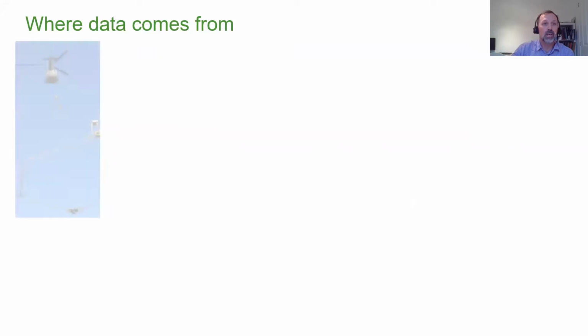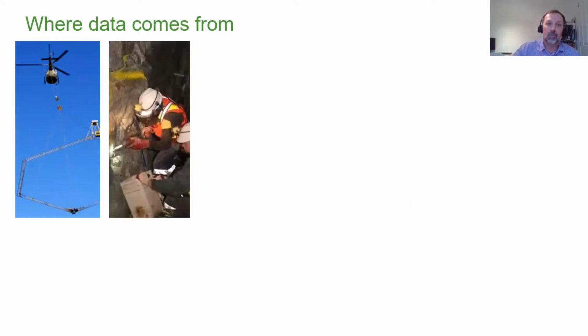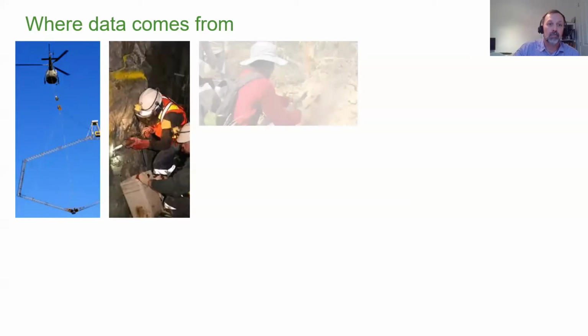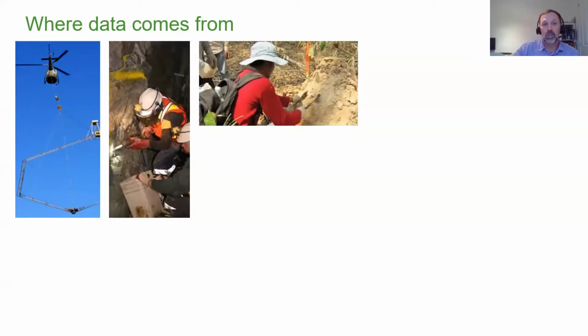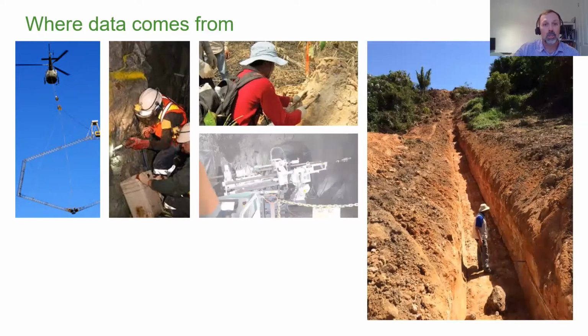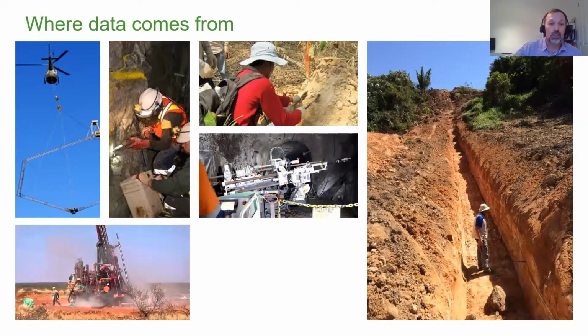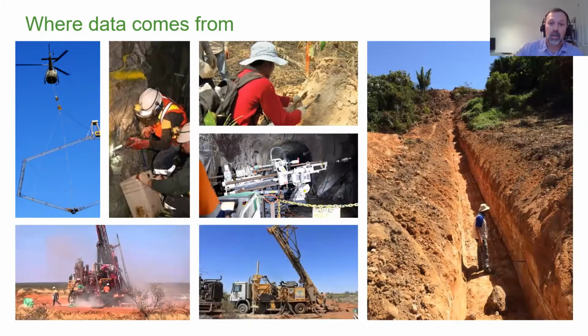So where does data come from? Well, on a greenfields level, we very often will start off a project with geophysics. We've also got underground sampling, soil geochemistry, trenching, one of my favorites, underground drilling, reverse circulation or RC drilling, and then diamond drilling.